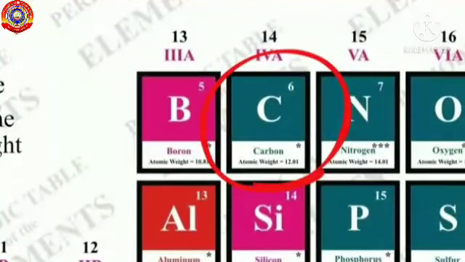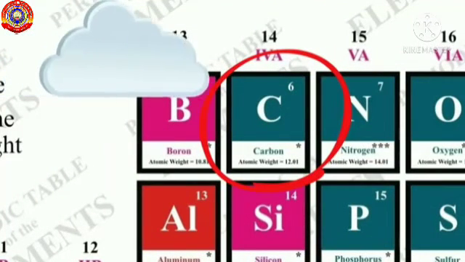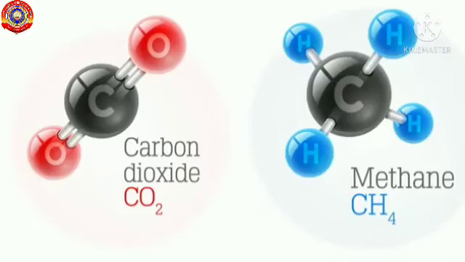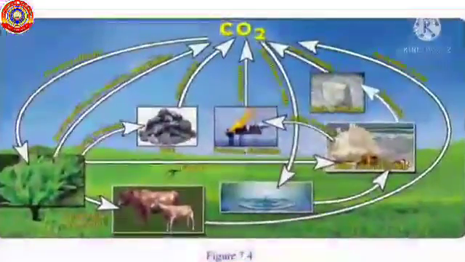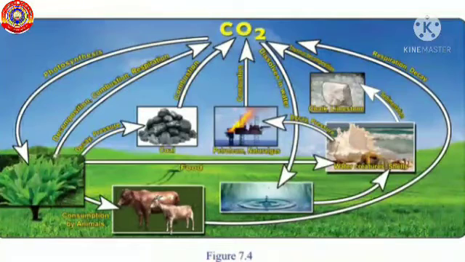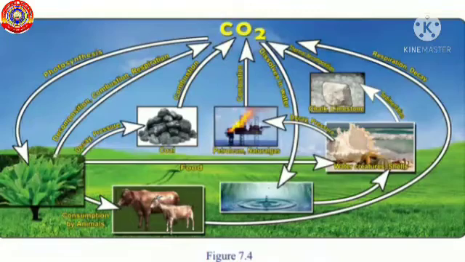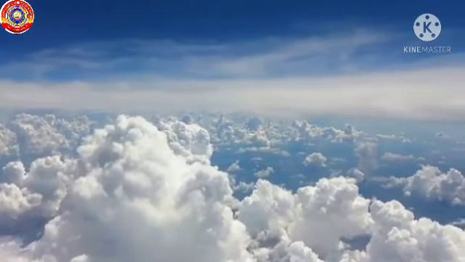In the beginning of the lesson, I told you that carbon and carbon compounds are essential for the existence of life, right? So let's analyze the statement based on a figure. Figure 7.4 shows the different ways in which carbon dioxide gas is exchanged over the earth. So shall we see this cyclic process in detail? In this figure, you can see that carbon enters the atmosphere as carbon dioxide.